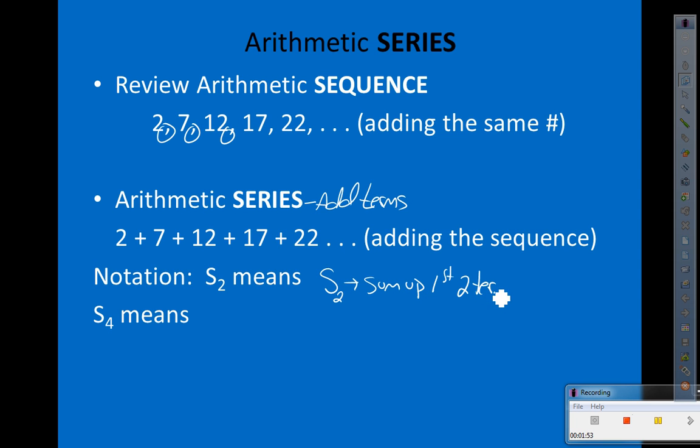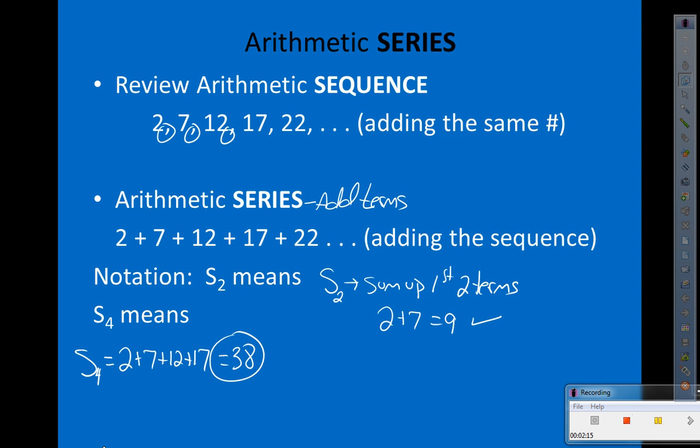So in this case, you'll say 2 plus 7 is 9. There's S sub 2. S sub 4 means, you probably guessed it, I'm hoping, sum up the first 4 terms. So 2 plus 7 plus 12 plus 17. And then that looks like 29, 31, 38. There would be that solution.